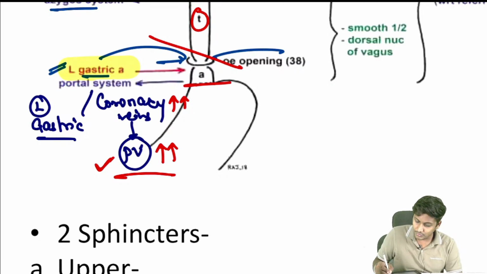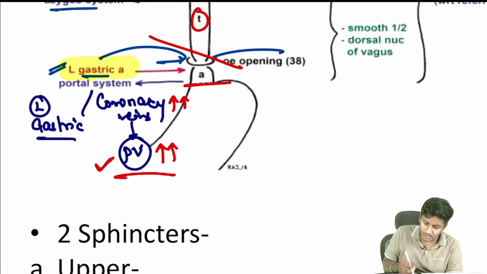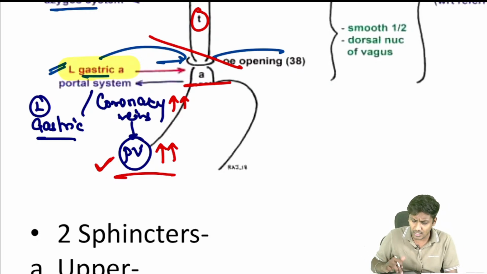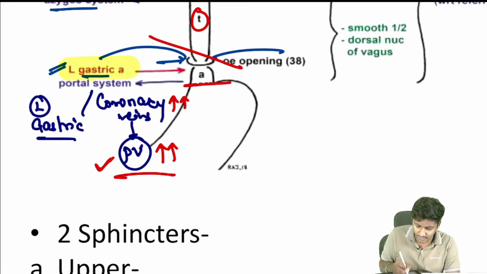Now let's talk about the two sphincters of your esophagus. If I talk about the two sphincters of the esophagus, you have to remember there is an upper esophageal sphincter and a lower esophageal sphincter. The upper esophageal sphincter, you call it the cricopharyngeal sphincter as well. As I've told you, it is the narrowest part of the GIT, not only the esophagus but rather the whole GIT.